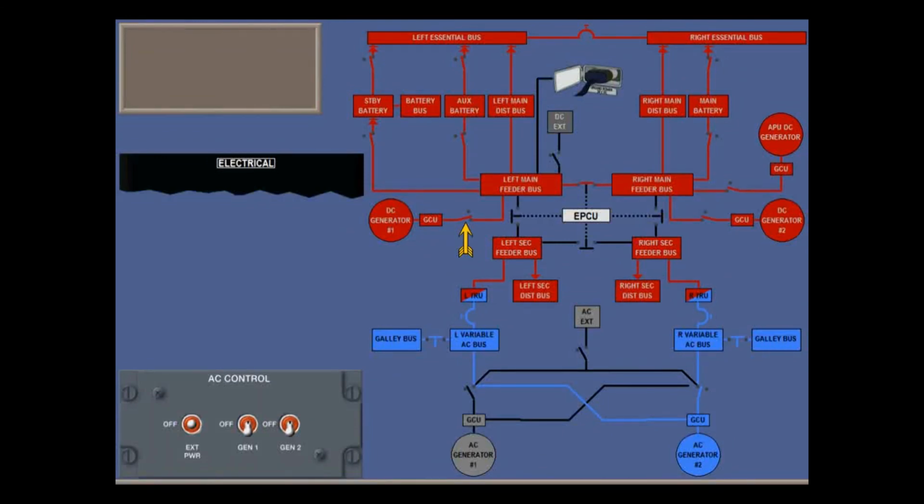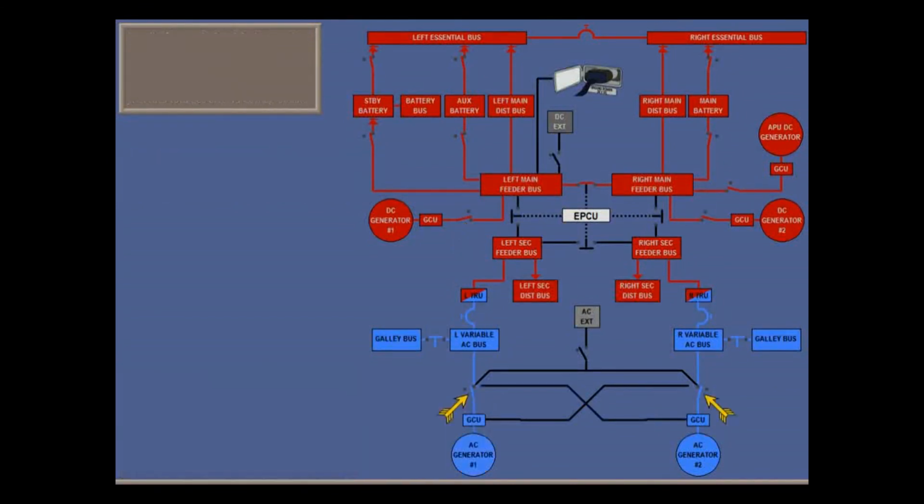But if you were using DC external power, the EPCU would prevent the generators from coming online because DC external power has priority. After the prop unfeathers, AC generator number one will supply AC power. So both variable AC buses are powered by their own side AC generators.